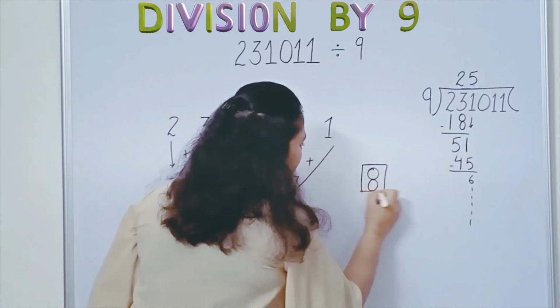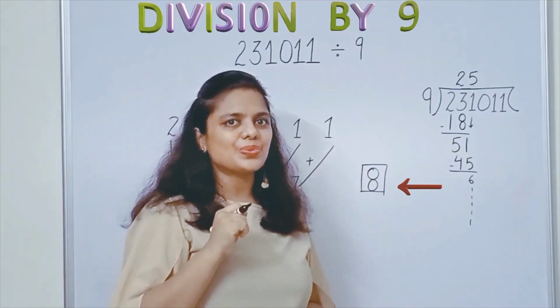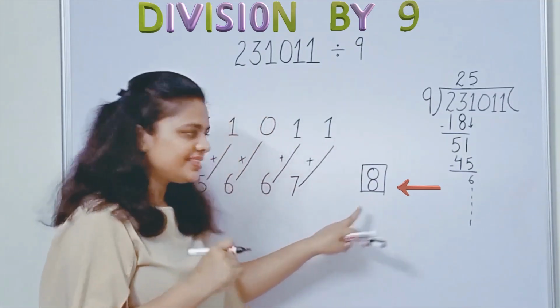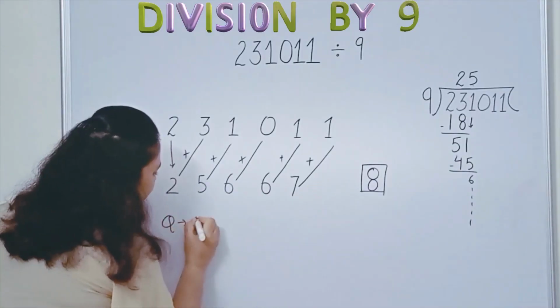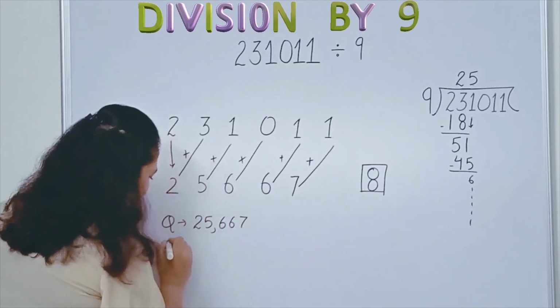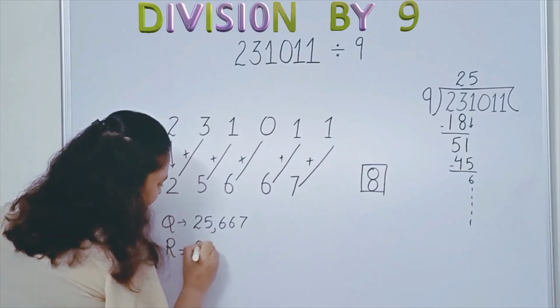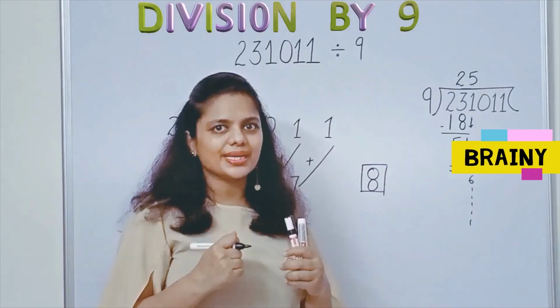Now, you would have surely noticed that I have written this number separately. Can you guess why? Because this is the remainder and this number is the quotient. That is 25,667 is your quotient and remainder is equal to 8. Believe me friends, this is the correct answer and this is so quick and simple.